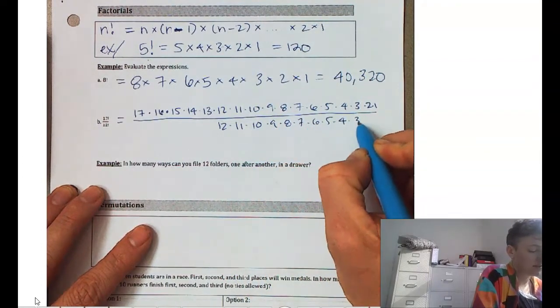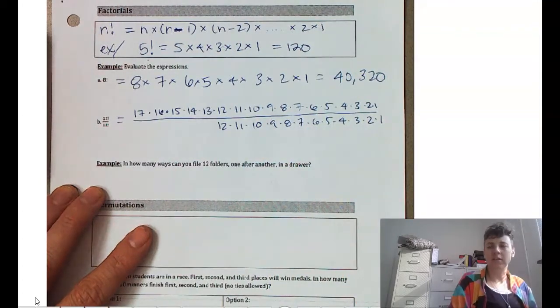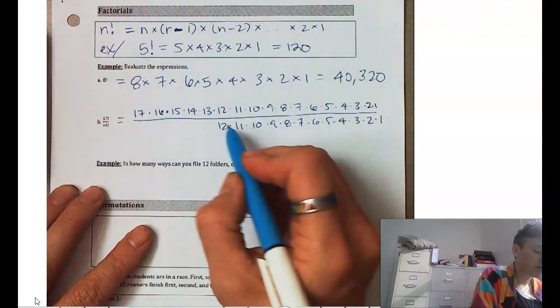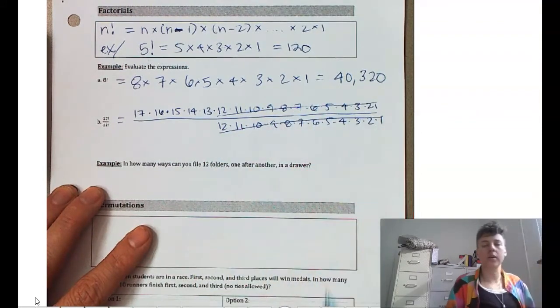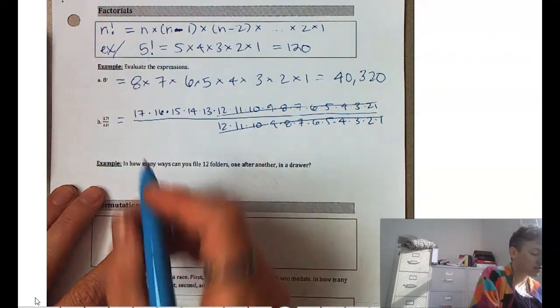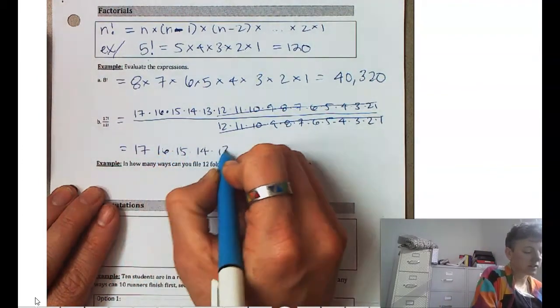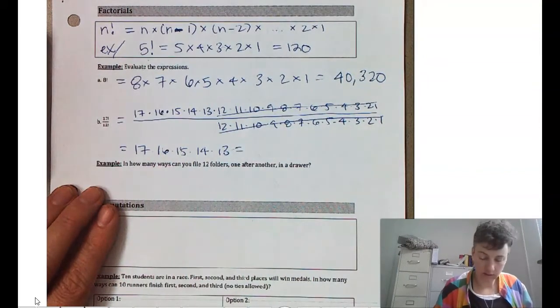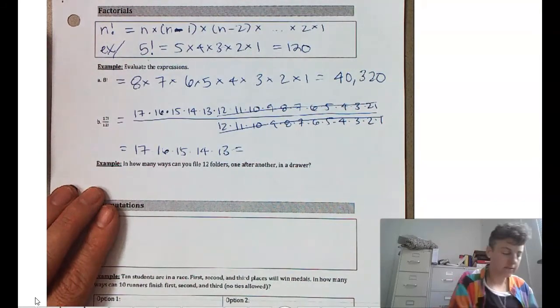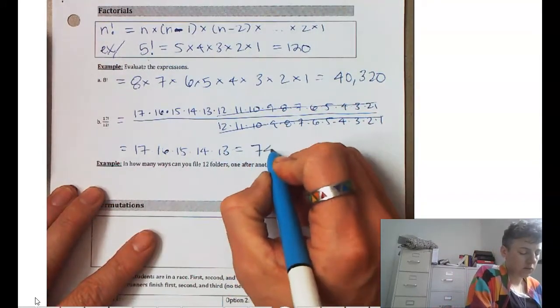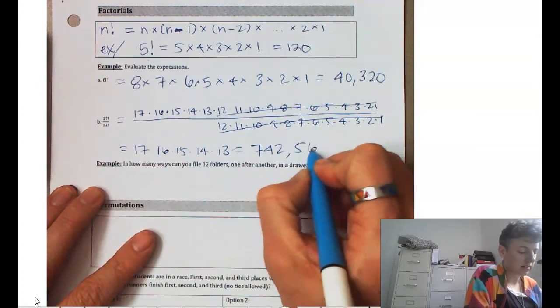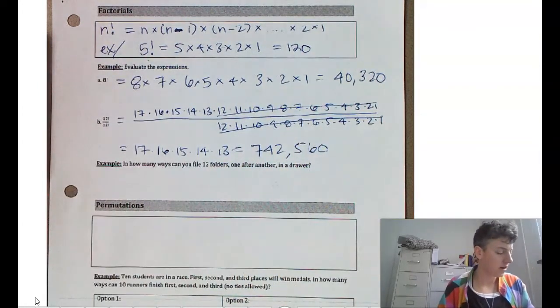And why am I doing that? So I can cancel out the things that are the same on the top and the bottom. So this is actually only now 17 times 16 times 15 times 14 times 13, which is, according to our handy-dandy calculator, 742,560.